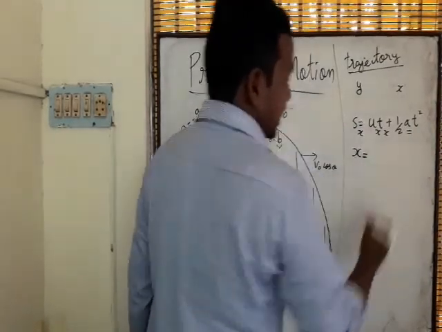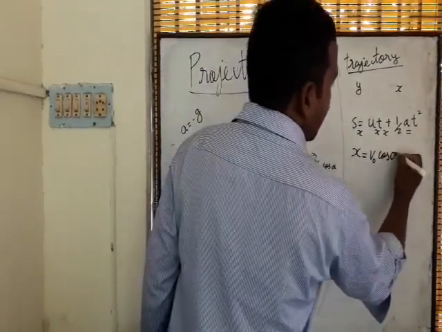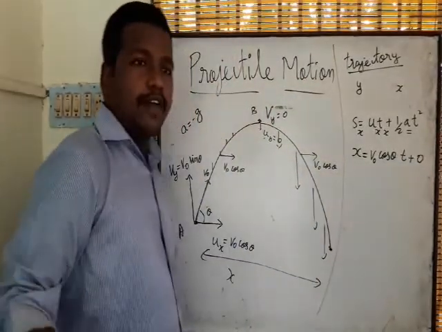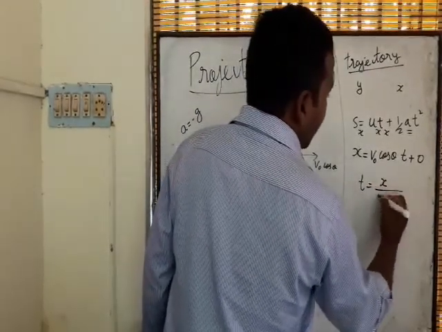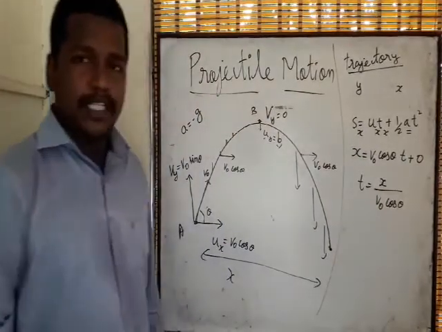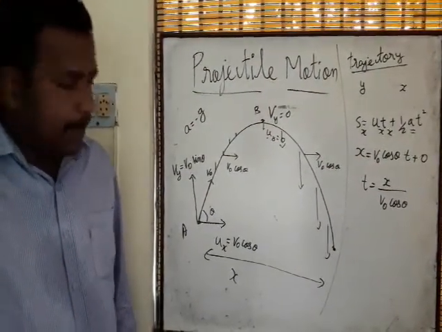The velocity along the x-axis is constant, so x is v0 cos theta times t, plus 0 because there is no gravity along x. I take the initial position as 0. So t is equal to x by v0 cos theta. So I got t as this much, and the same time applies in the y plane also.